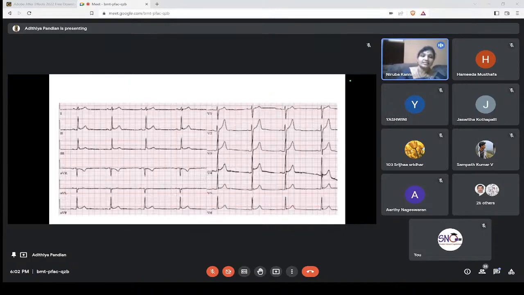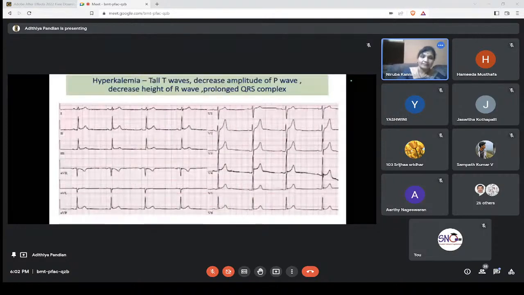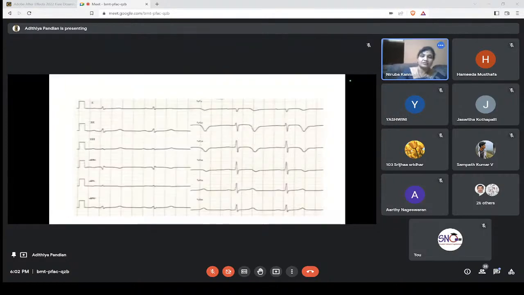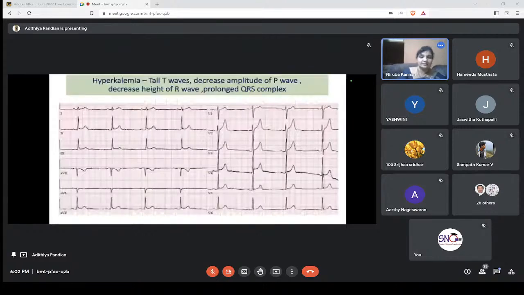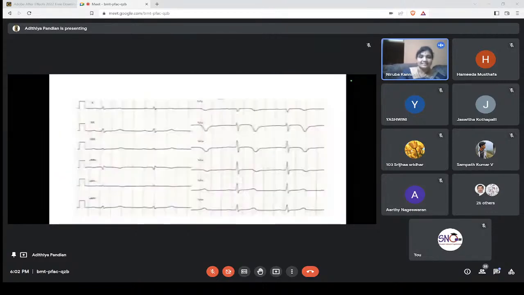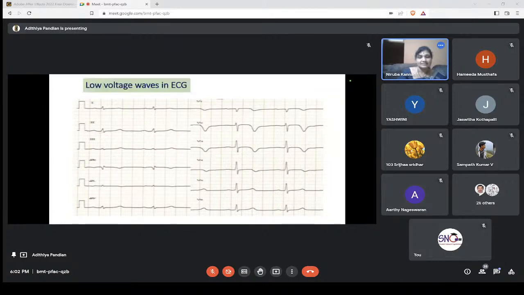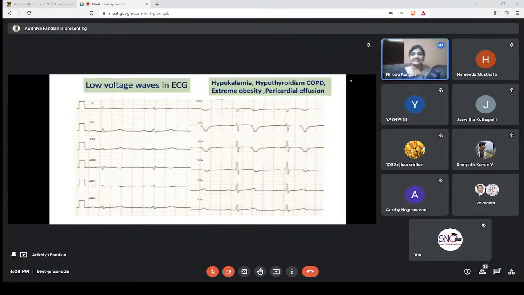So these are the low voltage complexes. This is a tall T wave which you can see. These are low voltage. You can see the voltages are very less here. You get this in hypothyroidism. You get it in hypocalcemia, hyponatremia, COPD, obesity, and all these, as the electrode plates on the surface of the body cannot pick up the electrical activity in the heart, which will be a low voltage pulse.